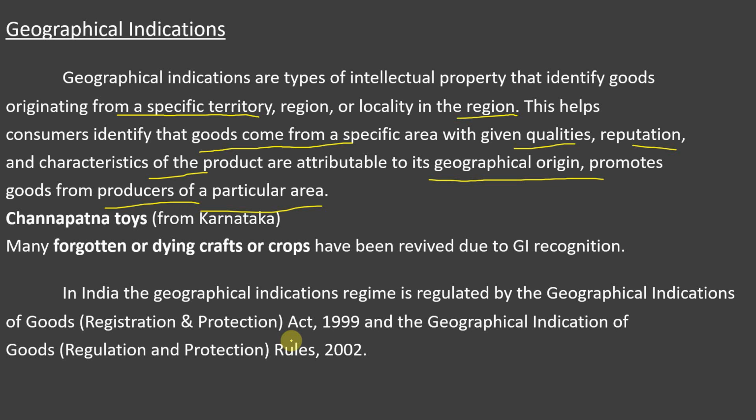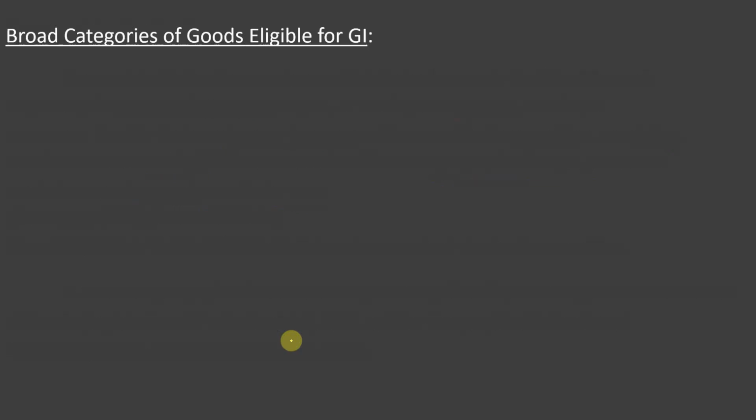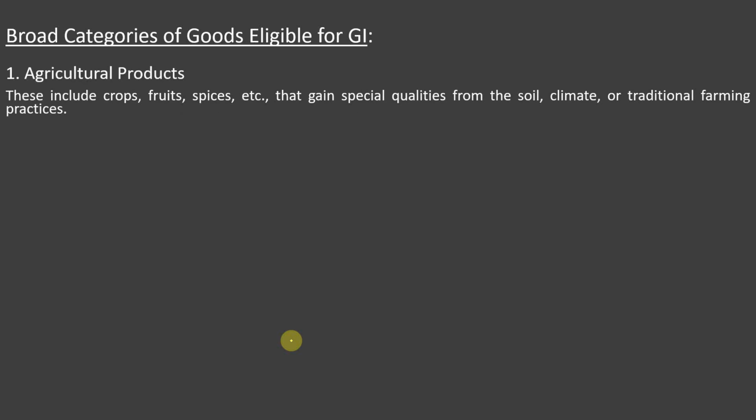Now let us understand what categories of goods are eligible for registering under the geographical indications. The first category is agricultural products. These include crops, fruits, spices, etc. that gain special qualities from the soil, climate or traditional farming practices. So these are the kinds of crops, fruits and spices which can be grown only in that specific geographical area due to the quality of soil or the climatic conditions of that area.